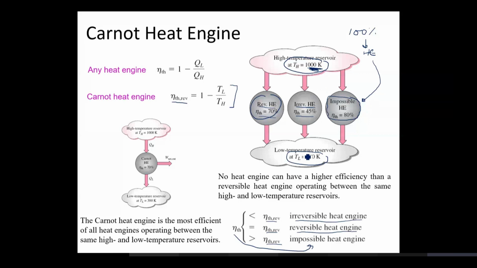An engine that is operating between 1000 and 300 Kelvin can have a maximum efficiency of 70%. So if you say that the engine would have an efficiency of 80%, that is not possible. This is what I'm trying to say. Clear enough?